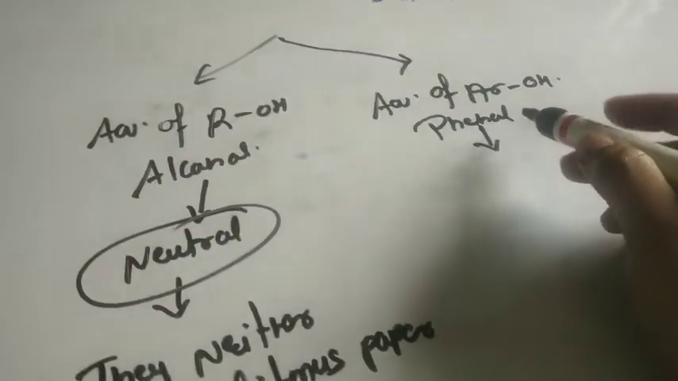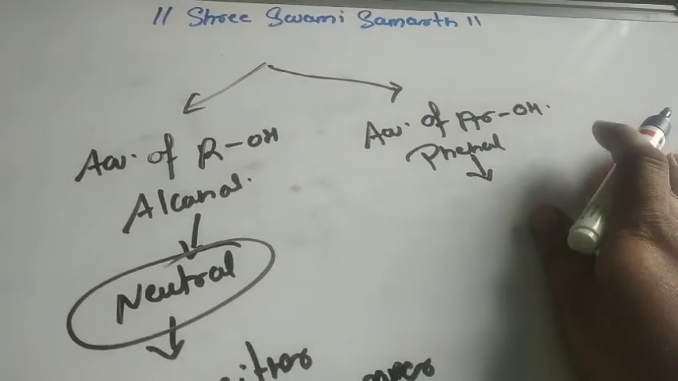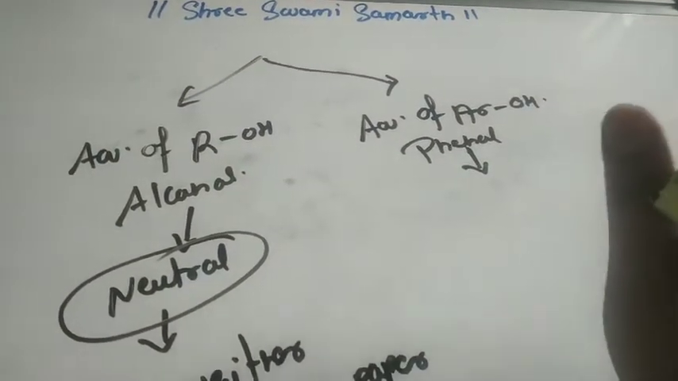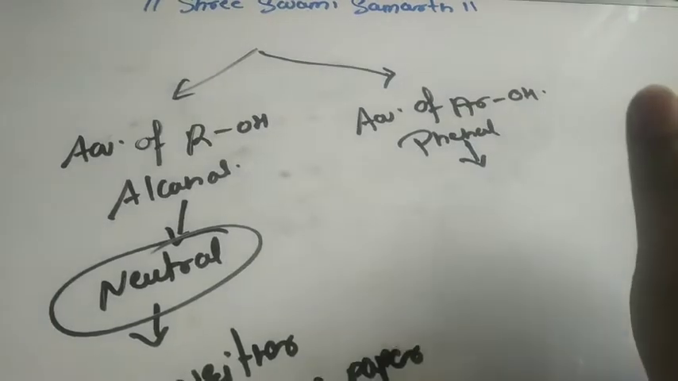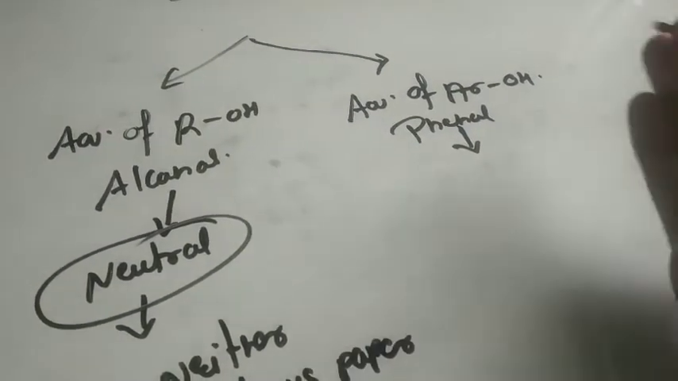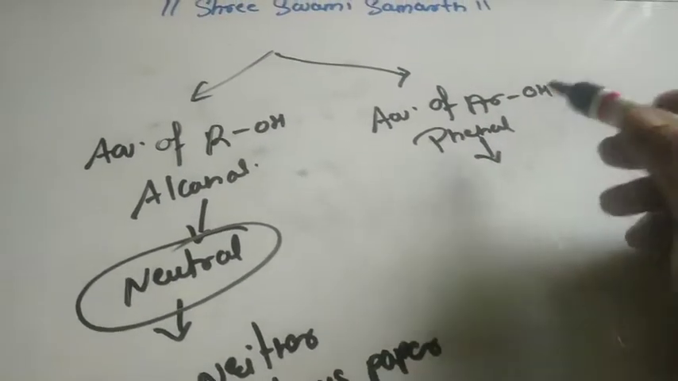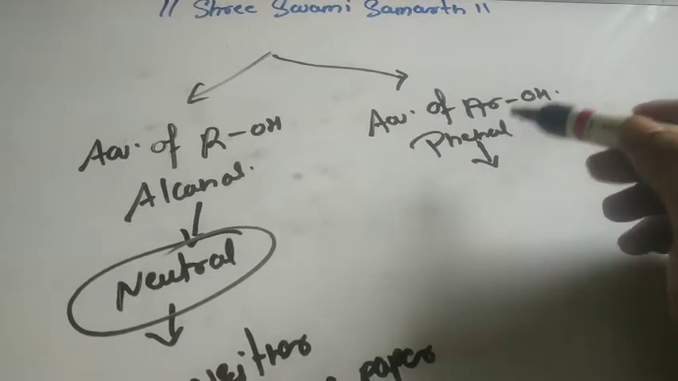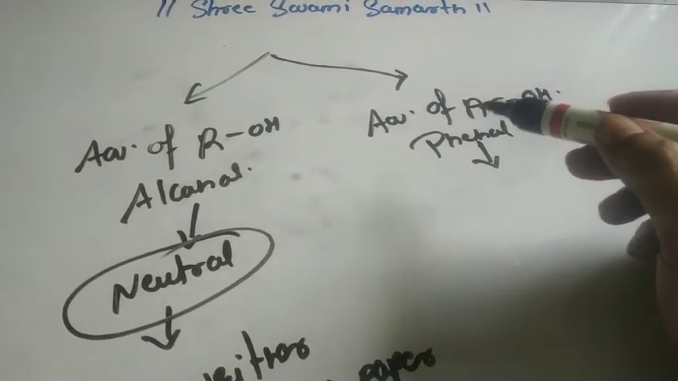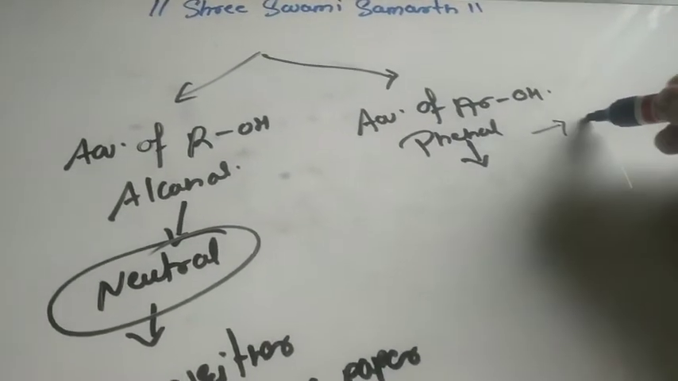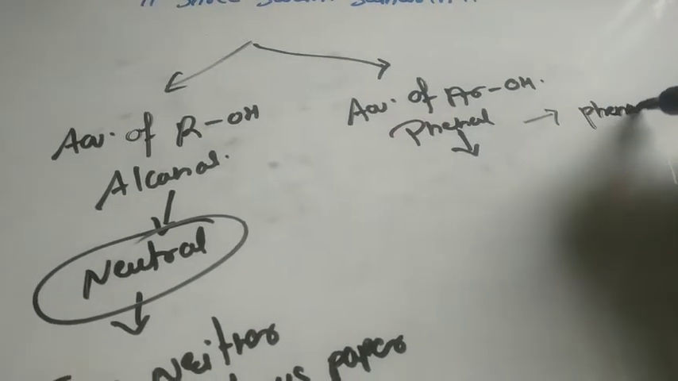So now let's talk about the aqueous condition of a phenol. We know about the aqueous condition of a phenol, we have studied the acidic character. In that acidic character it has been told that in an aqueous condition, when the hydrogen is removed from the phenol, it gets converted into phenoxide ion.